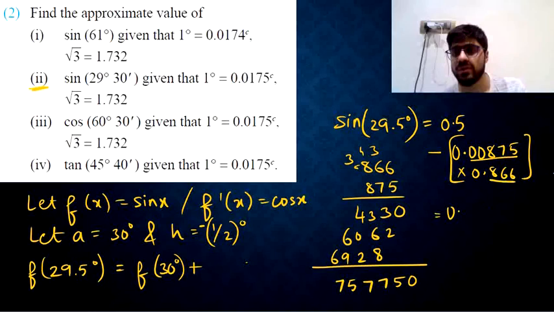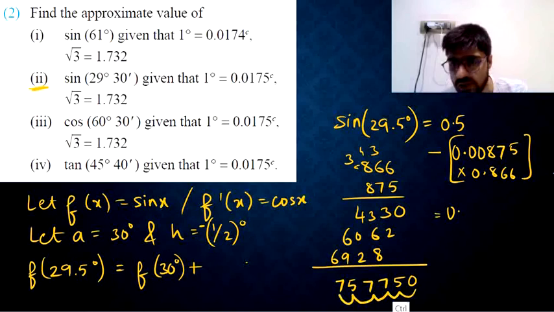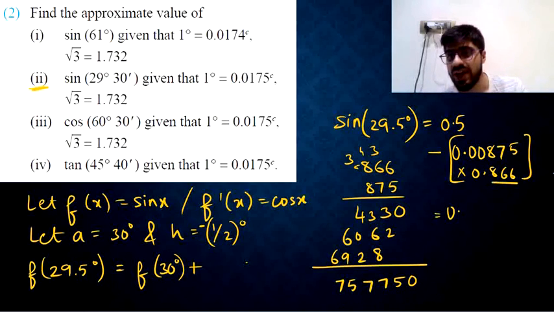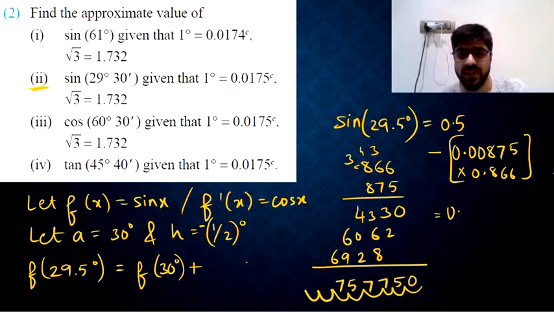So we have 1, 2, 3, 4, 5, 6. Okay, I need to calculate that again. So it's been 5 and a total of 8 places. So 1, 2, 3, 4, 5, 6, 7, and the decimal goes here. So we have 0.0075. Okay, so 0.5 minus 0.00.